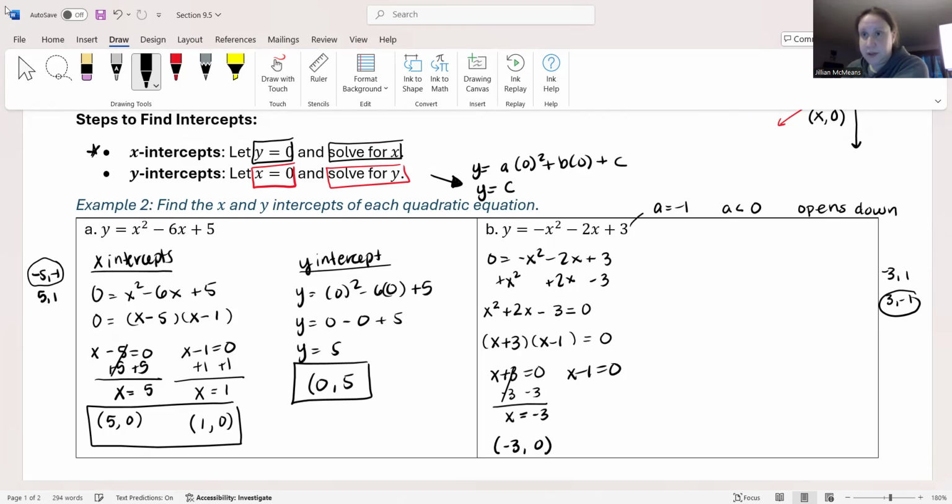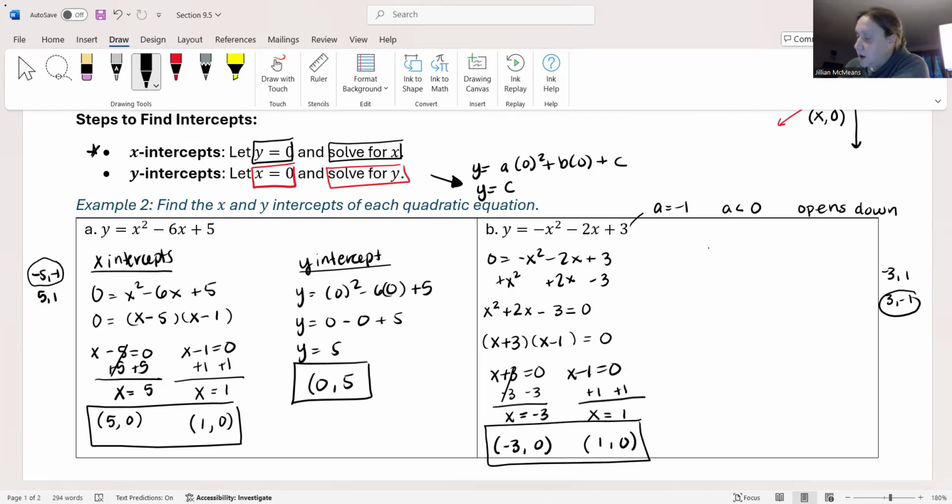Remember, we let y equal 0. Now I have x minus 1 equals 0. I want to add 1 to both sides. -1 plus 1 is just 0, leaving me an x on the left, and then 0 plus 1 is 1 on the right. So my second x-intercept is the ordered pair 1, 0. So those are my x-intercepts, okay?